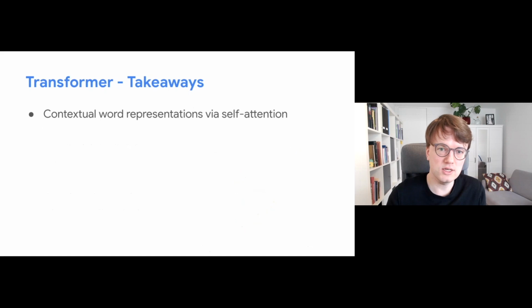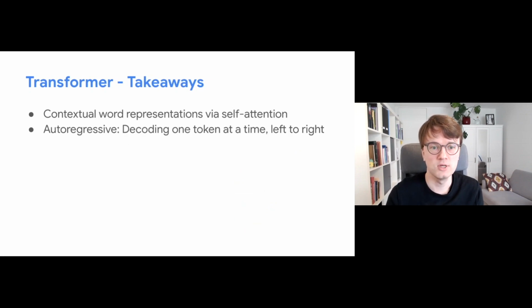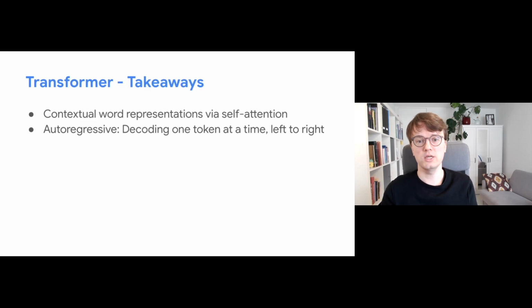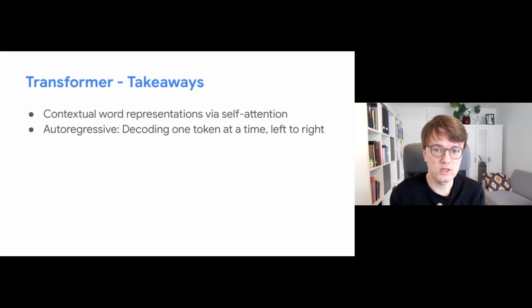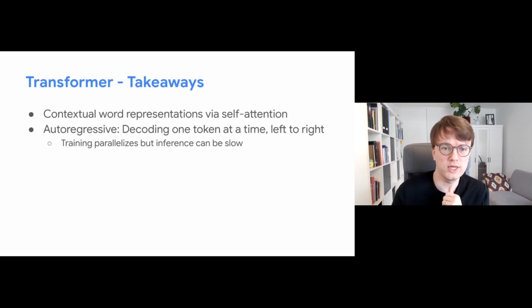Okay, so the things I hope you take away from this, and we're just scratching the surface, is that the transformer produces contextual word representations via self-attention. Actually, one thing I didn't really highlight yet is that it's an autoregressive model. So the output is generated one token at a time, from left to right. And this can also become a bottleneck.